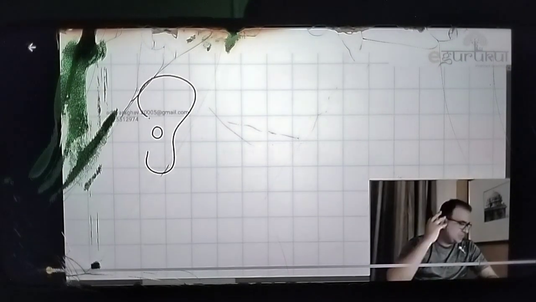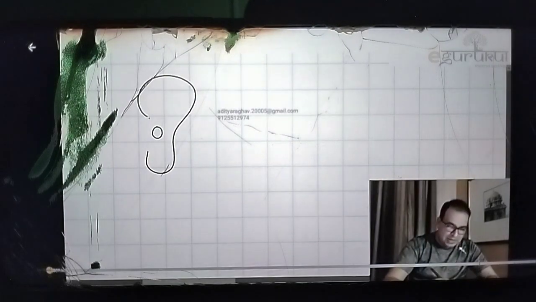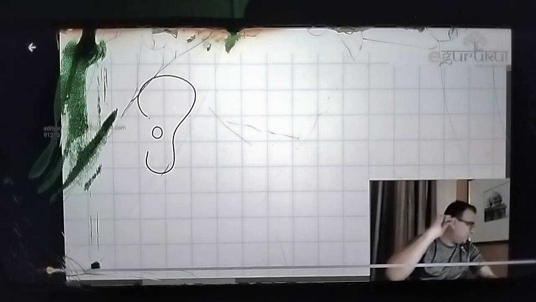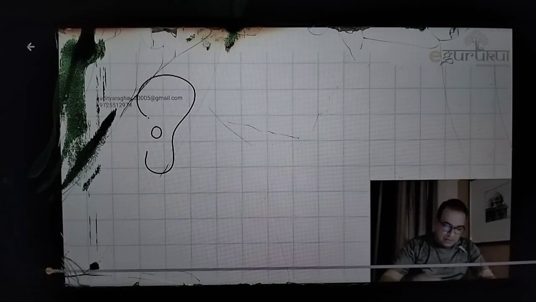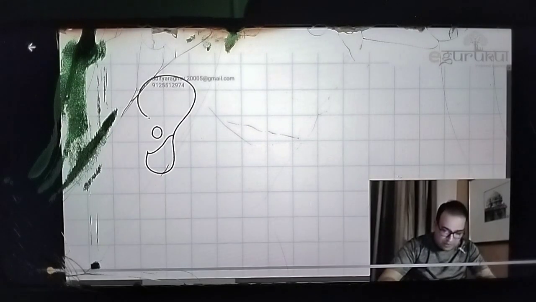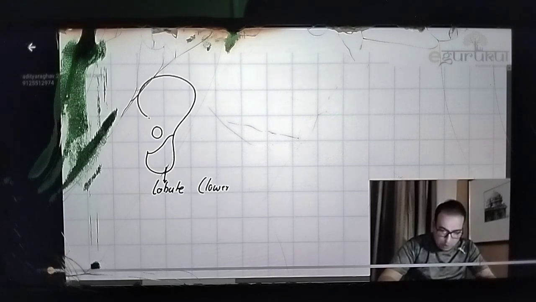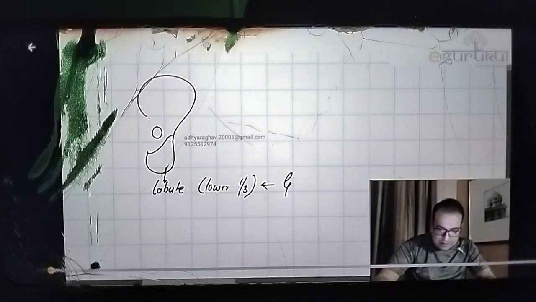So let's say you're looking at the external ear from the outside. This is the lateral surface that you're looking at here in the diagram, and the one facing inside is the medial surface, the inner one, and this is the lateral surface, the outer surface. When you look at the outer surface, this is the lobule of the ear, which is basically the lower 1/3. It is supplied by the great auricular nerve.